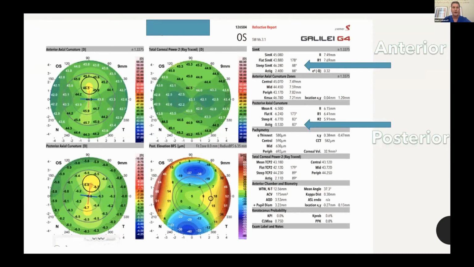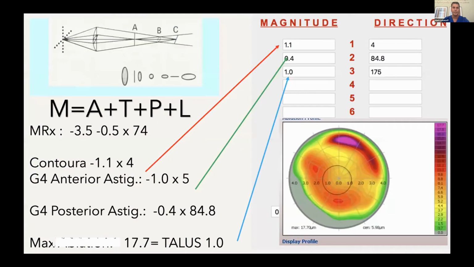When building 4C software, I also wanted to build on the work of Doug Koch and others who look at the effect of posterior corneal astigmatism. That work was done with toric lenses and I believe is applicable here to LASIK as well. So we pull information from a Pentacam or Galilei G4 into the 4C software to help analyze the posterior corneal astigmatic contribution. The manifest refraction is the spherocylindrical lens that's best correcting the vision for that patient.